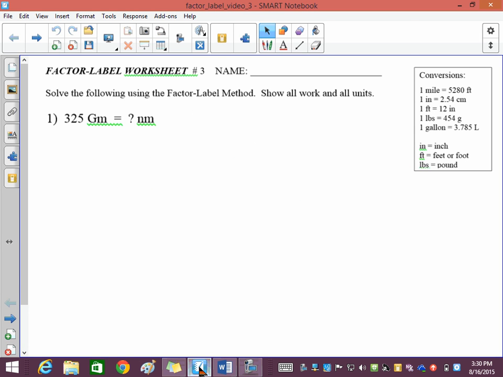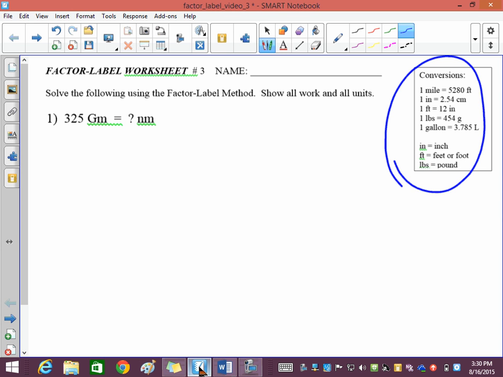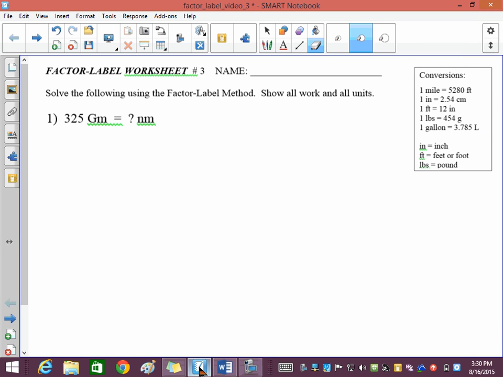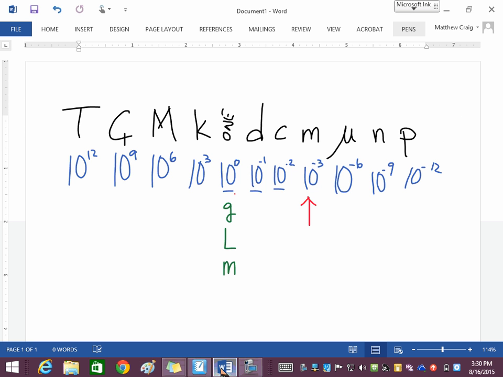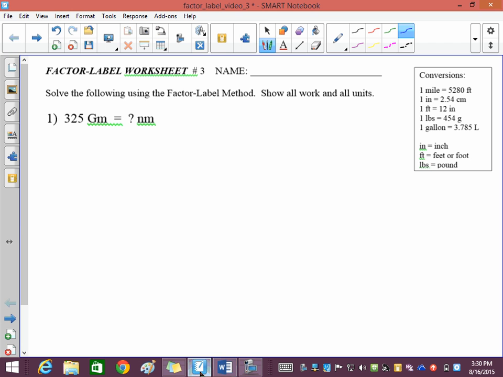Question number 1 says you have 325 gigameters, and it wants to know how many nanometers. Also keep in mind that you will always be provided the conversions when we go from metric to English. So that will always be given to you. And the only thing that you have to memorize is really the Great Mega King. So let's take a look at the first question.